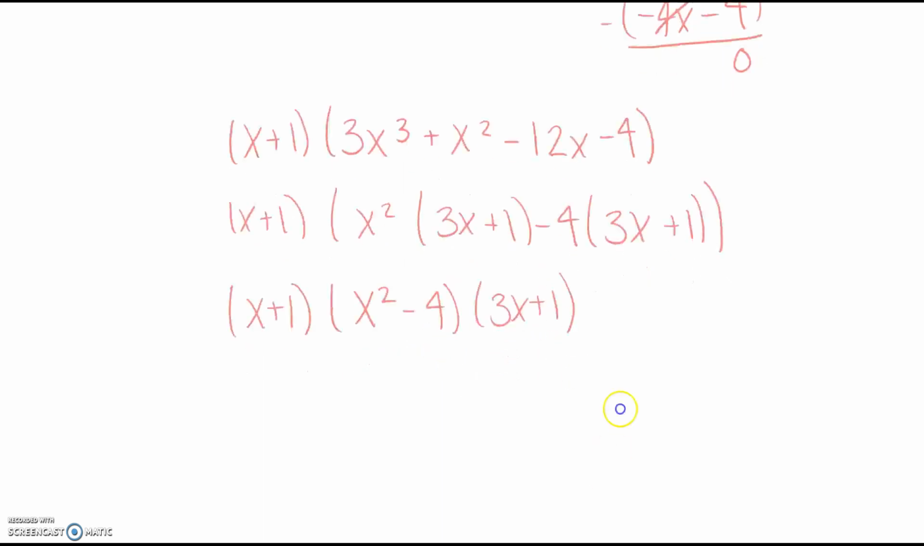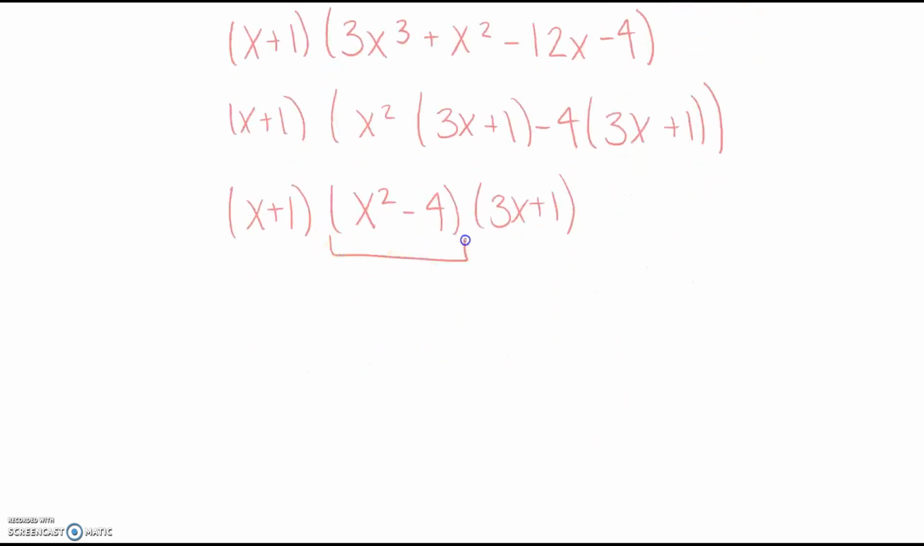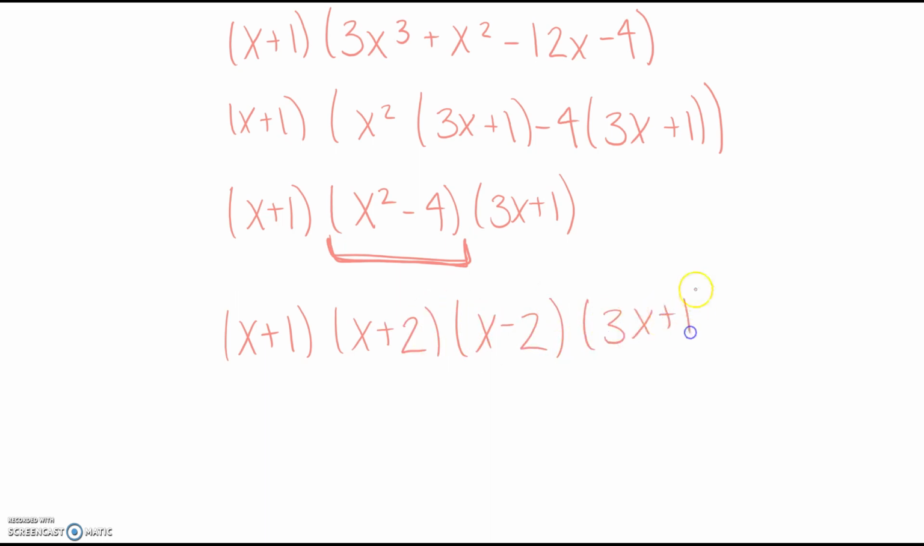Now this problem is a little bit tricky because we can factor this out even more because we have a difference of squares. So our final answer is x plus 1 times x plus 2 times x minus 2 times 3x plus 1. And that is it factored completely.